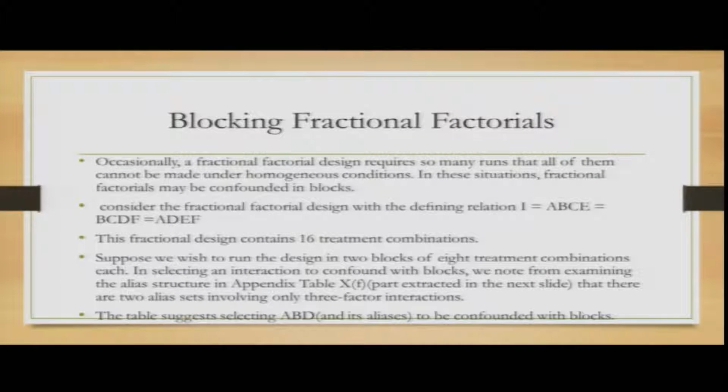In selecting an interaction to confound with blocks, we note from examining the alias structure as given that there are 2 alias sets involving only 3 factor interactions. So, even though the combinations are A, B, C, D, in that case we find out that dividing 16 runs into 2 blocks of 8 each, you have 3 aliases where the factor interactions are only 3 in number. So, the table suggests selecting A, B, D to be confounded with the blocks such that we can find out the combined effect accordingly.